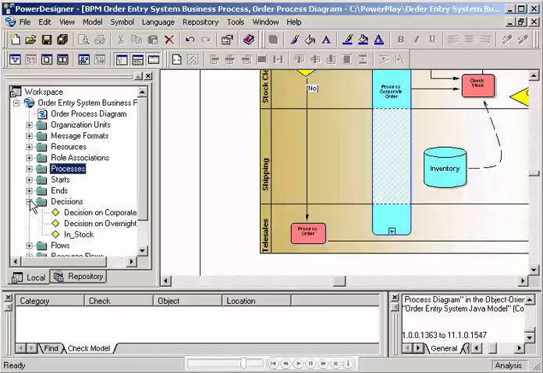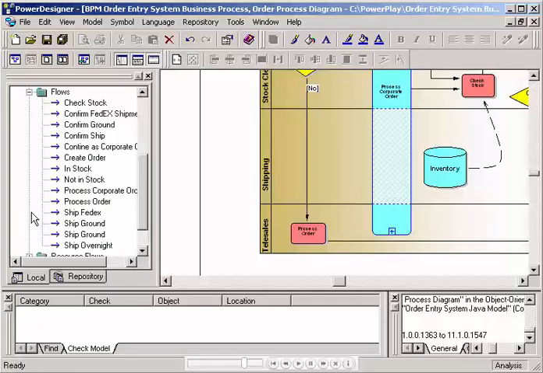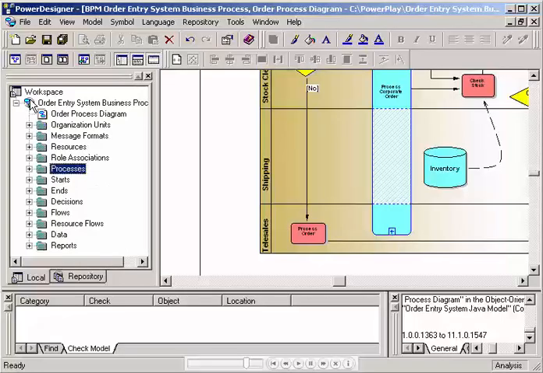The decisions are where we ask the questions, and based on the answers follow one flow direction or another. And the flows are the transitions from a process to another process, from a process to a decision to a process, or decision to decision. And the resource flows are a special flow to or from a resource, indicating whether it's being created, read, updated, deleted, or executed.